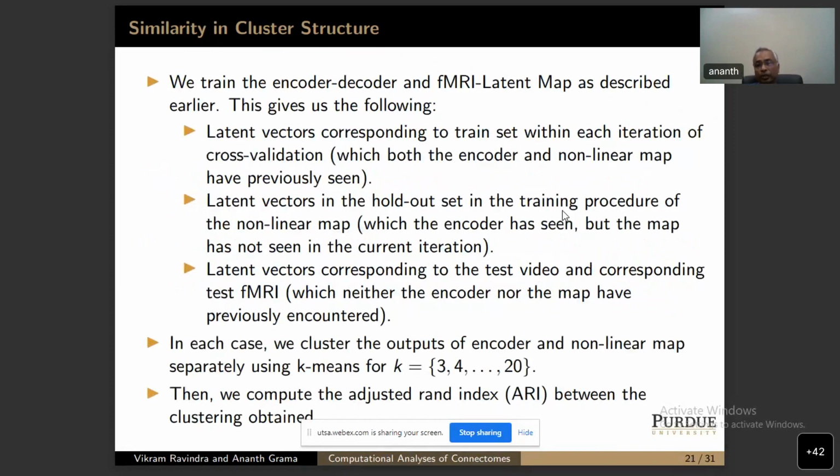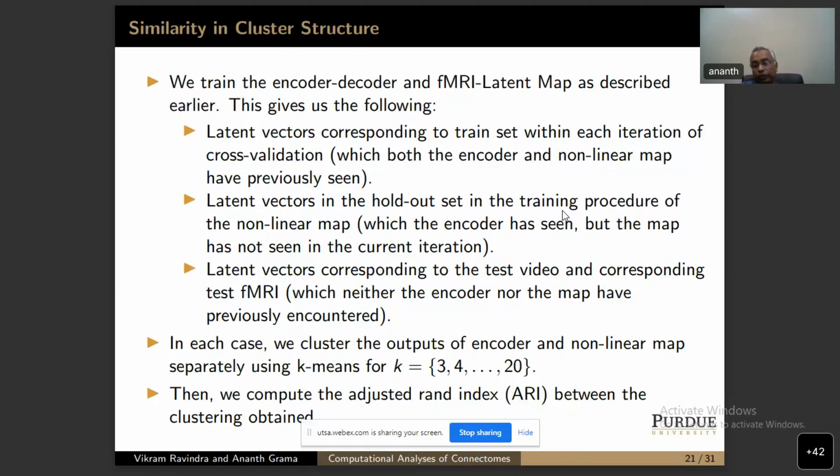All right, how do we do this? We train the encoder decoder and the fMRI latent map as we've described earlier. And basically this gives you three things. This gives you latent vectors corresponding to the train set within each iteration of cross-validation. It also gives you latent vectors in the holdout set in the training procedure of the nonlinear map. And it gives you latent vectors of the test video and the corresponding test fMRI.